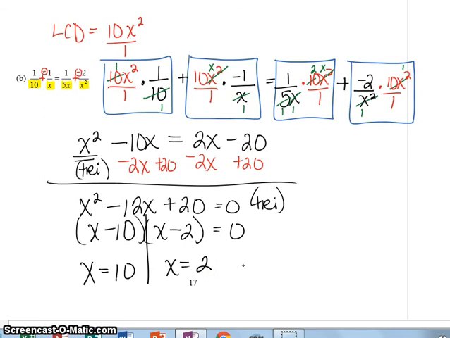Okay, again, make sure none of these values force that to be undefined. So if I go back up top, that's just a 10, that's a 50, and that's a 100. It's still not a 0, so you would accept 10. Checking out 2 for making sure it's not undefined, that would be a half, or negative a half, I should say. That would make that denominator a 10, and that would make it a 4. Still not a 0. I accept them both. Okay?